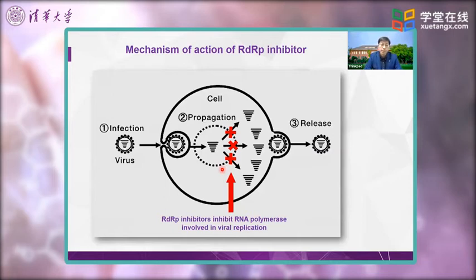Here we can see the general mechanism of action of how an RdRp inhibitor works. This red arrow shows the RdRp inhibitor will inhibit the RNA polymerase involved in viral replication. As a result, it will stop the synthesis and the virus propagation.